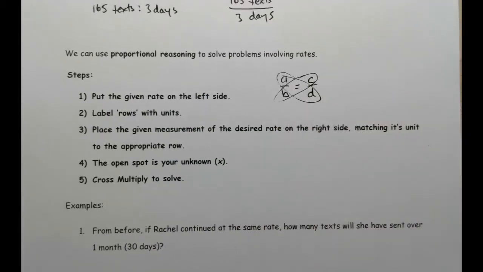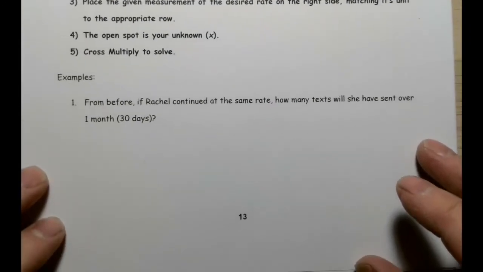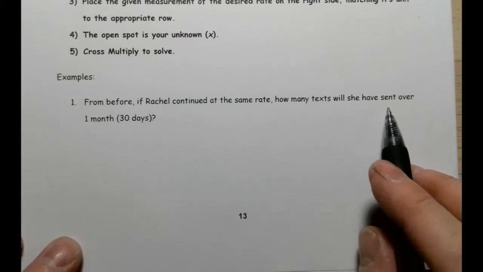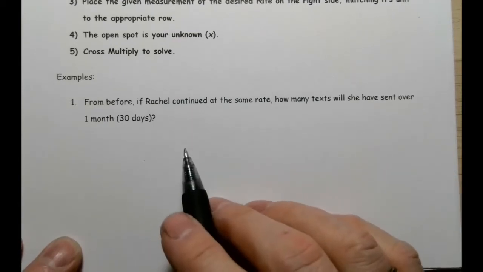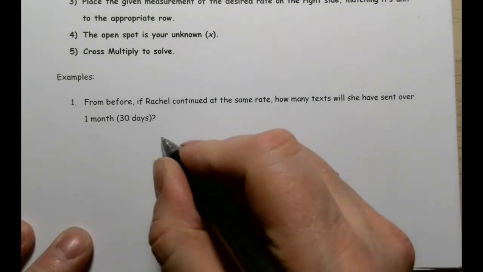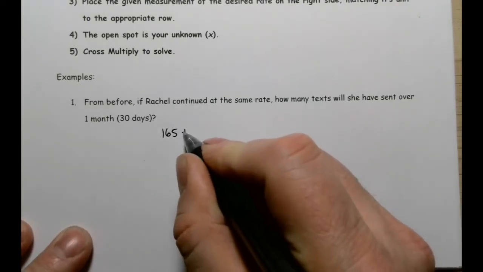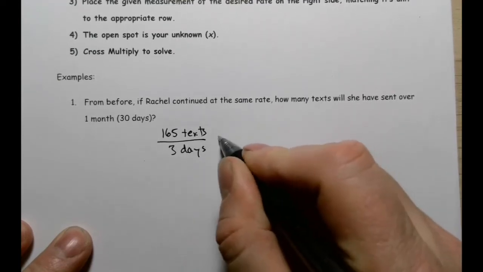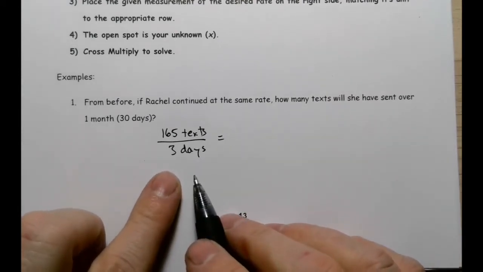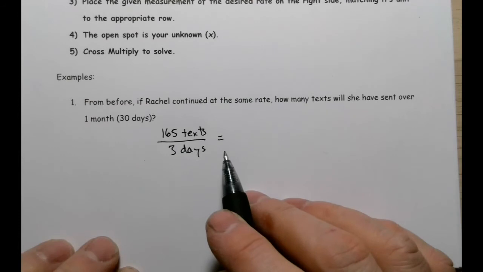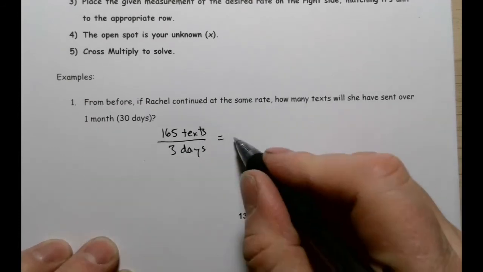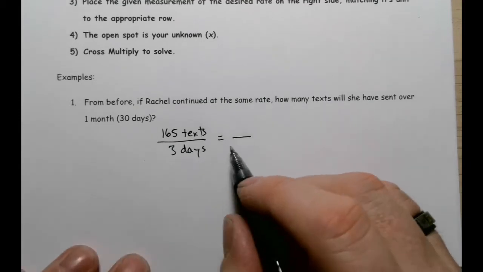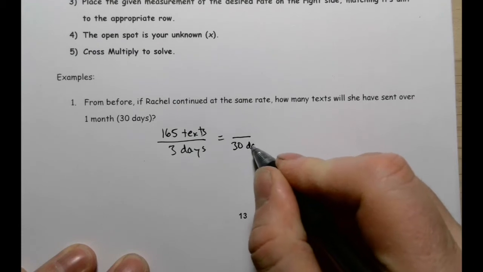From before, if Rachel continued at the same rate, how many texts will she have sent over 1 month, which would be 30 days here? Well, we already know she is doing 165 texts in 3 days. So this is going to be the left-hand side of our proportion. On the right-hand side, we're talking about 30 days. I'm going to put 30 days in the denominator so that I've got days on both sides in the denominator. That just makes it consistent. It's going to be equal.